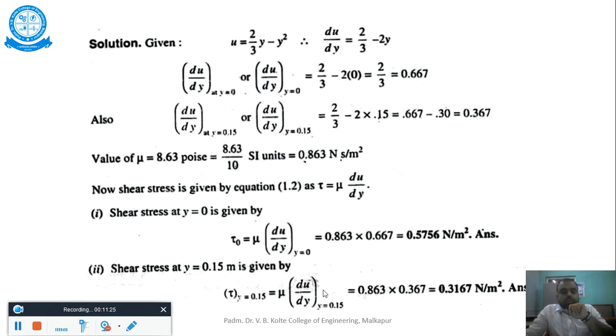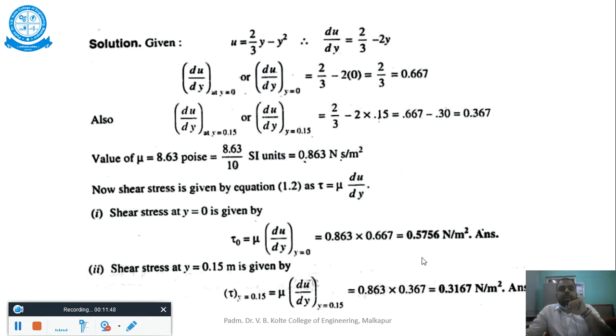Okay, so what about the second case? At y equal to 0.15 meter, we again put the value y equal to 0.15. The value of mu remains the same, 0.863, multiplied by du by dy at y equal to 0.15, which is 0.367. So we will get 0.3167 Newton per meter square.